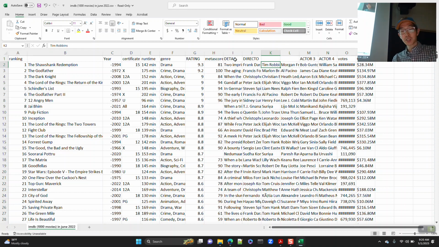For Shawshank Redemption, you had Tim Robbins. Godfather, you had Marlon Brando. Dark Knight, Christian Bale, but also maybe actor 2, actor 3, and actor 4. So for the Dark Knight, Christopher Nolan is the director, Christian Bale was actor 1, Heath Ledger actor 2, Aaron Eckhart actor 3, Michael Caine actor 4. I'm not quite sure of the exact order that was determined by for these things.